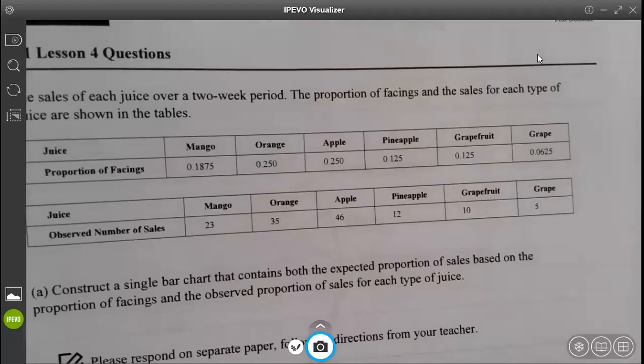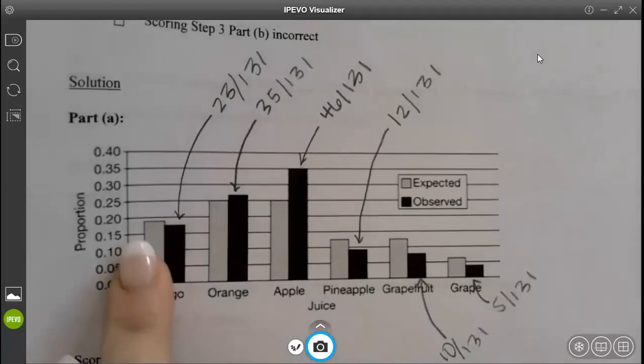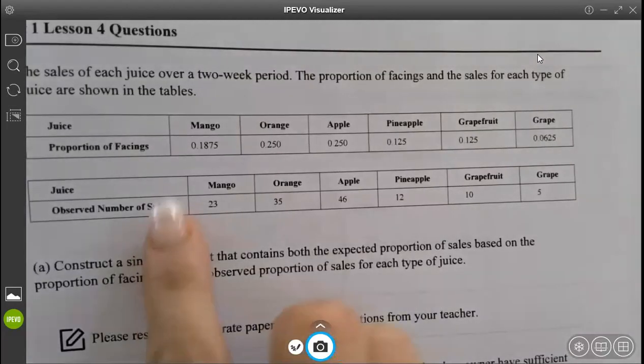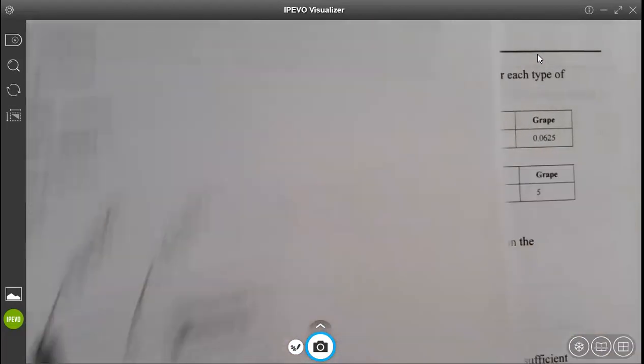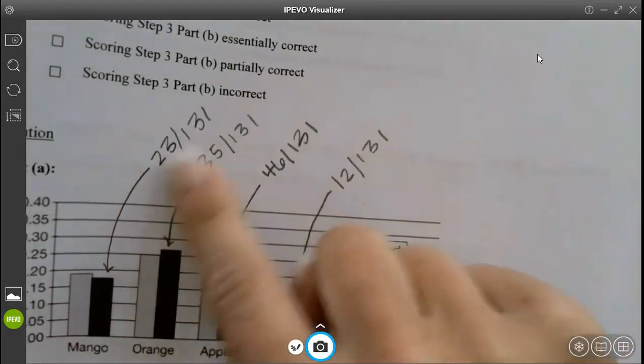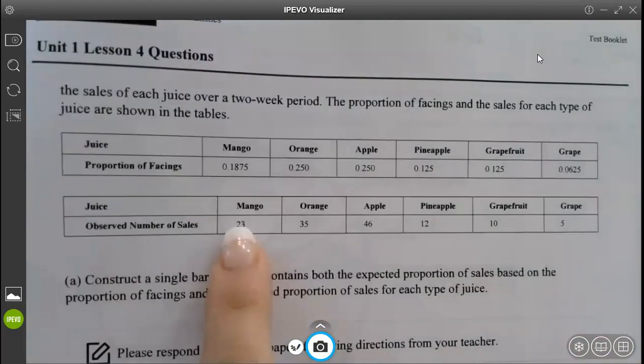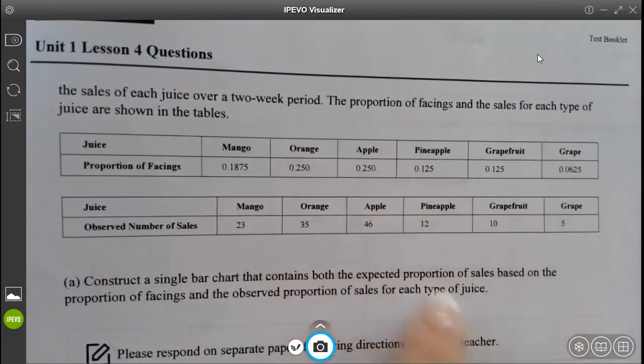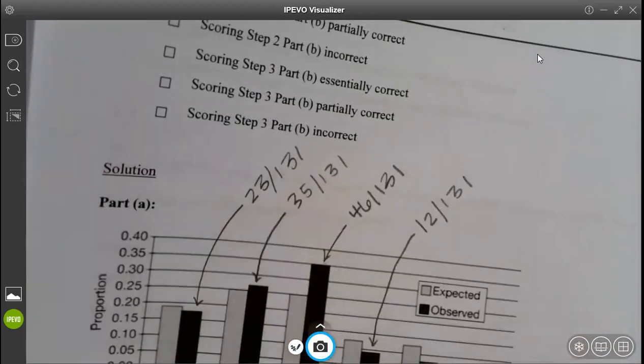Record too. All right, one more time. This is what it should look like. The light color is from this top row. The dark color is the number in the second chart, and then out of the total. So 23, and then if you add these up, you get 131. So 23 out of 131.